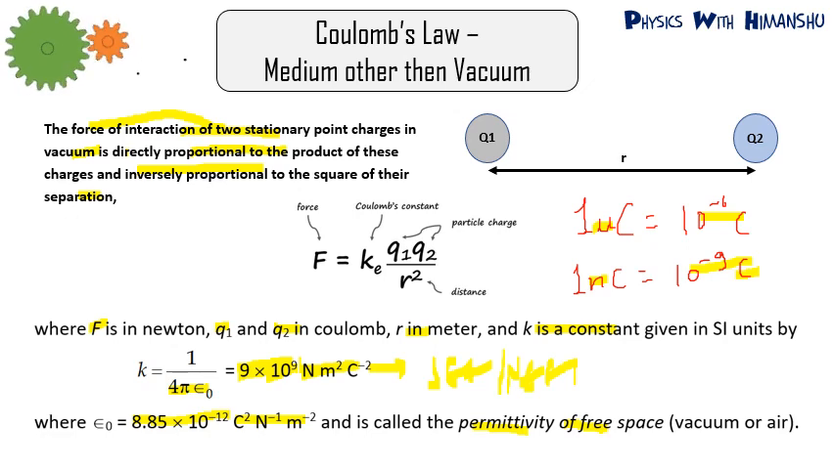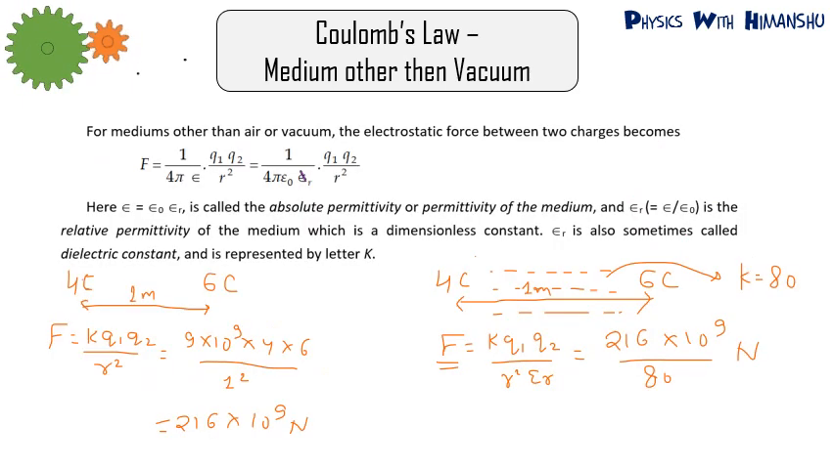And always remember the direction of force is along the line joining the charges. So Q1 and Q2 will apply force on each other, and the force will be parallel to the line that will join both the charges. So if they repel, then the force will be away. If they attract, then the force will be towards each other. We'll discuss this thing in numericals. So coming to the next.